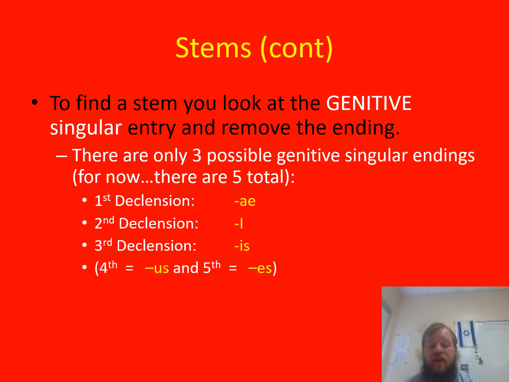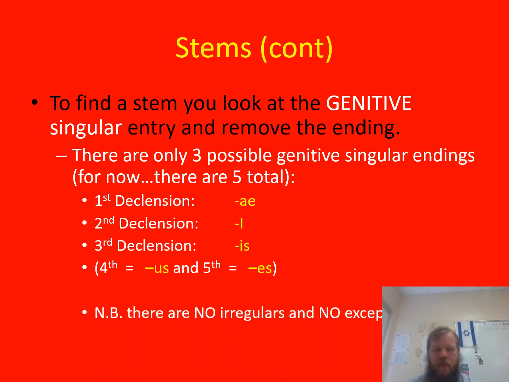Later in the year, you'll learn 4th and 5th declension where it can end in us or s, but you don't need that for right now. Right now, you must know that AE means first declension, that I means second declension, and that IS means third declension. You've got to know that. That's absolutely something that you need to be able to just rattle off the top of your head. First declension ends AE. I is second declension. Third declension is IS. No irregulars, no exceptions, no breaking the rule. Always going to be this pattern.